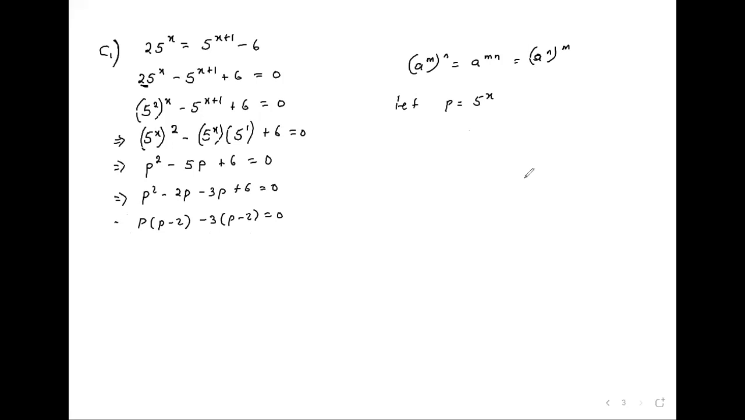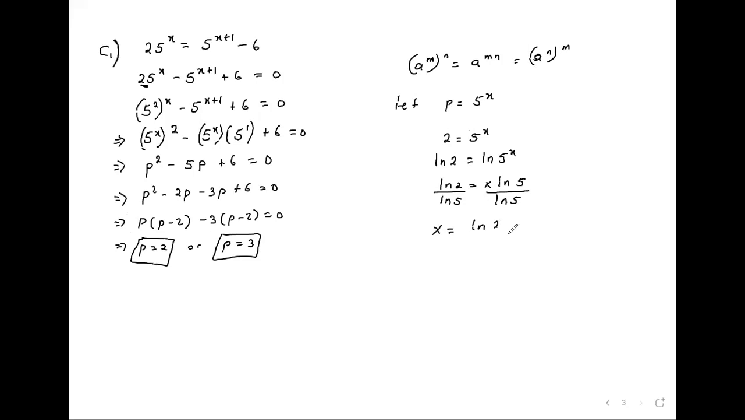So that at this point, if we let p be 5^x, when you come back here it becomes p squared minus 5p plus 6 is equal to 0. It looks like the factors are p squared minus 2p and minus 3p plus 6 giving us 0. So p and then p minus 2 minus 3 and then p minus 2 is 0. So p is going to be 2 or p is going to be 3.